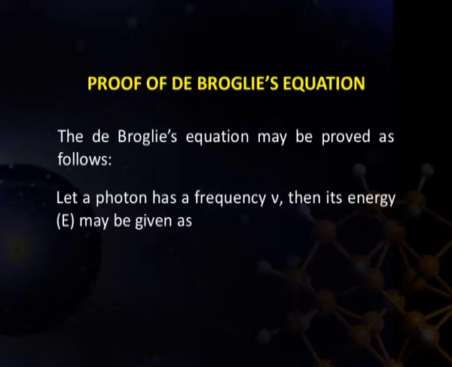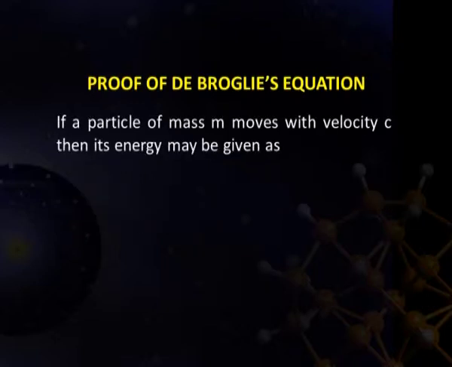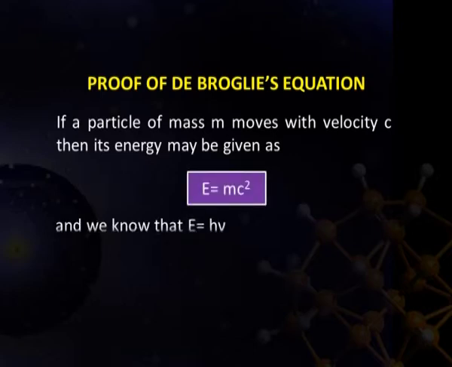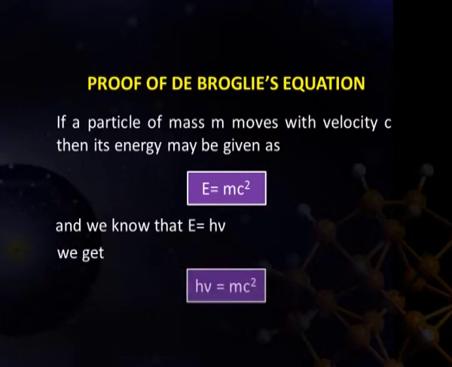De Broglie equation may be proved as follows. Let a photon have frequency nu, then its energy may be given as E = h nu. If a particle of mass m moves with velocity c, then its energy may be given as E = mc², and since we know that E = h nu, we get h nu = mc².